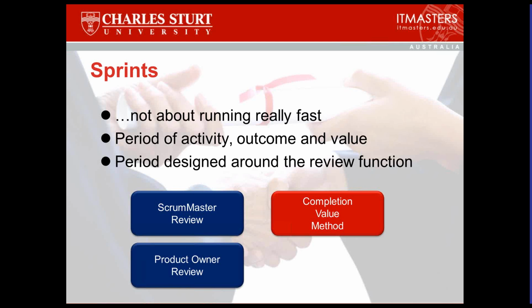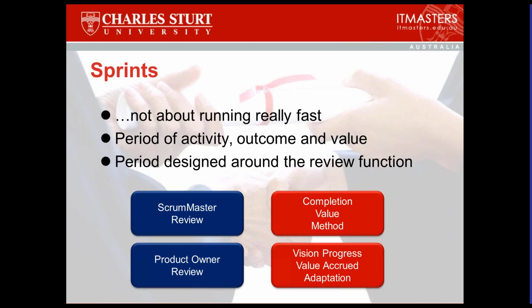Now, what's the product owner going to be reviewing through all of this? Well, they're going to be reviewing how well each sprint is leading towards the ultimate vision. How well is it progressing? What level of value is being accrued in each sprint? And how is the vision adapting to what's coming out of each sprint?